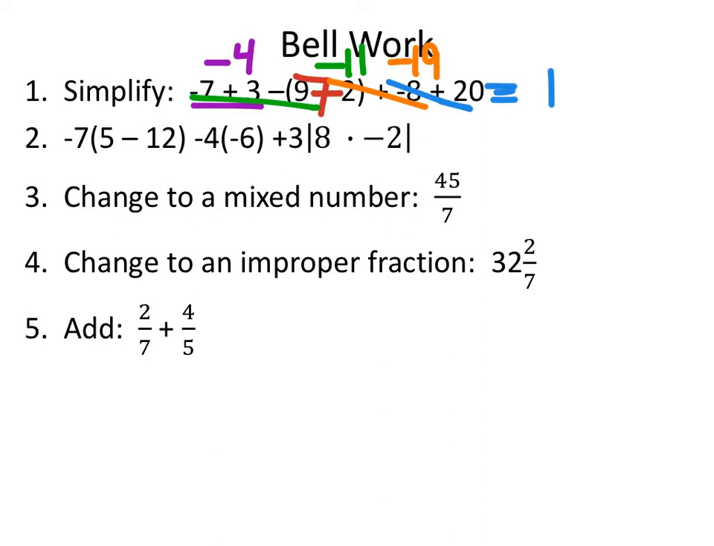Number two, same process right here. We'll do the order of operations. We've got to do 5 minus 12 first. Now we're taking away more than we have, so we know we're going to end up in the negatives, and then 12 minus 5 would be 7, so it's -7 right there. Well, we also have the absolute value in the order of operations, which is 8 times -2. Now that would be -16, except it's an absolute value, so that's just going to end up being a +16 on that one.